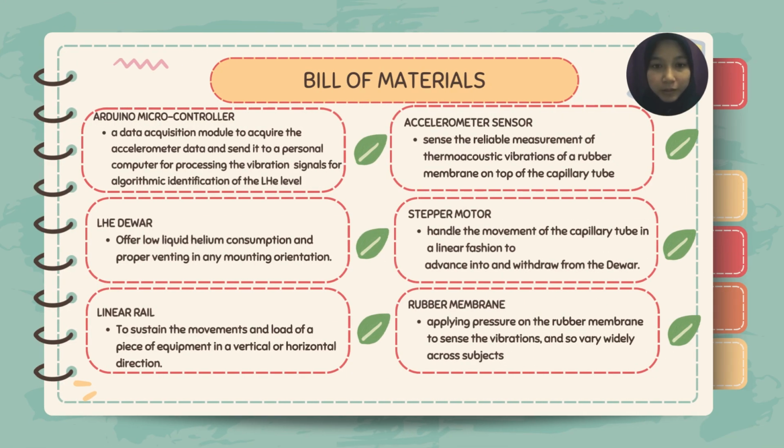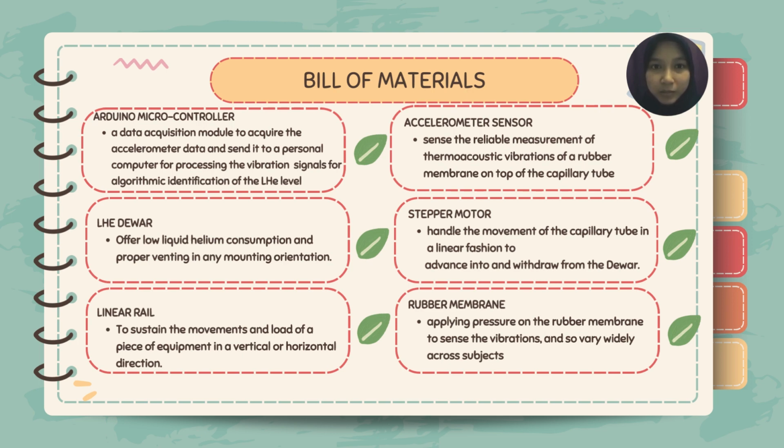Bill of material. There are many items in the bill of material that are used, such as first of all, Arduino microcontroller, a data acquisition module to acquire the accelerometer data and send it to a personal computer for processing the vibration signal for algorithmic identification of the liquid helium level. Second, accelerometer sensor.